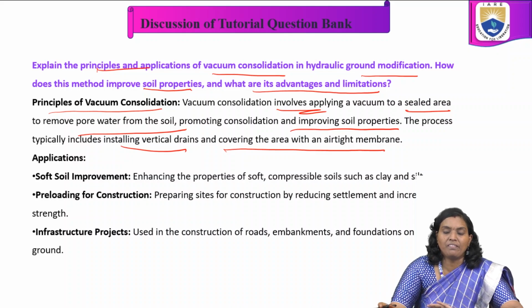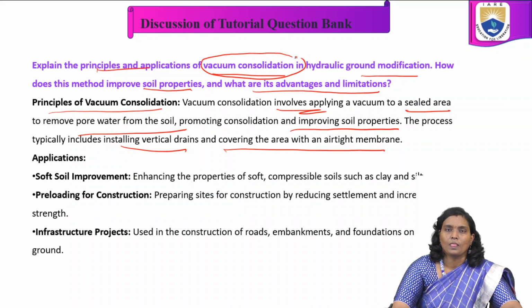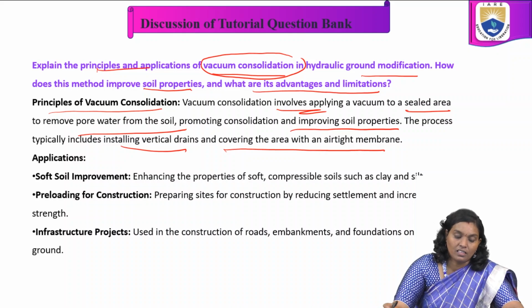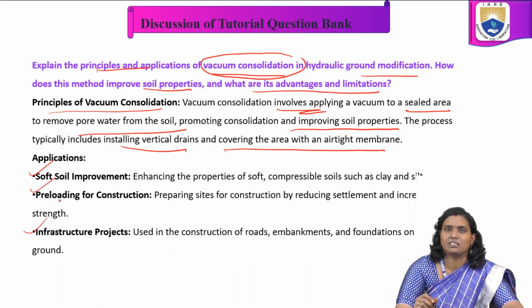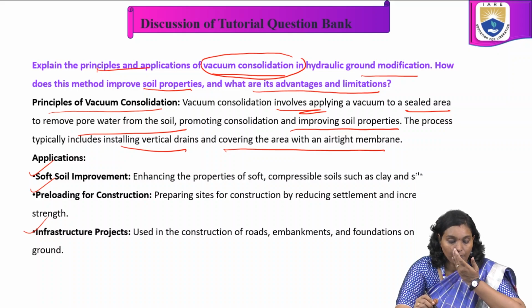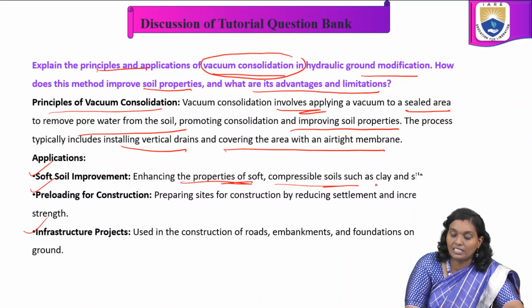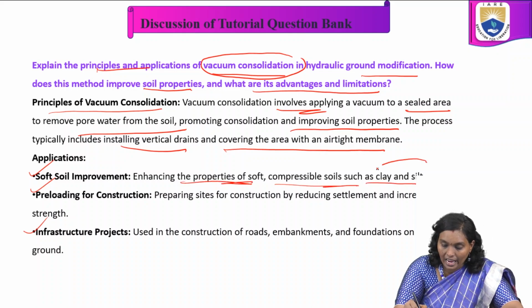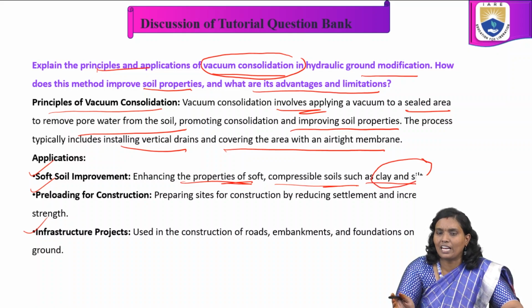So this is the principle which is involved in this vacuum consolidation technique. In this we are going to apply soft soil improvement, pre-loading for construction, and infrastructure projects. These are some of the applications for which we choose vacuum consolidation as a technique. Soft soil improvement means enhancing the properties of soft compressible soils such as clay and silt. In clay and silt, we may use this kind of ground improvement technique to get the desired properties.